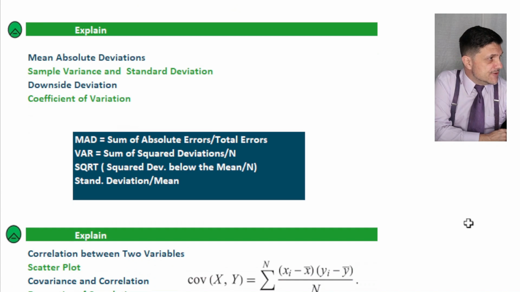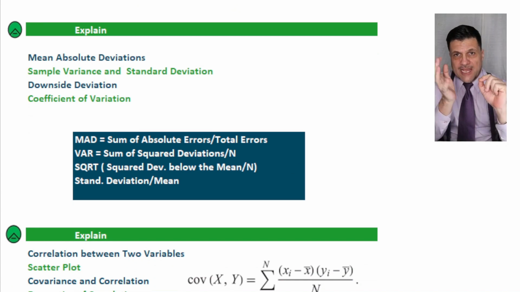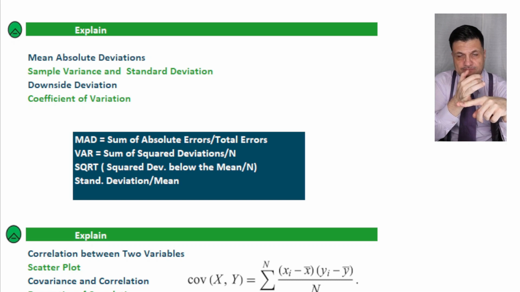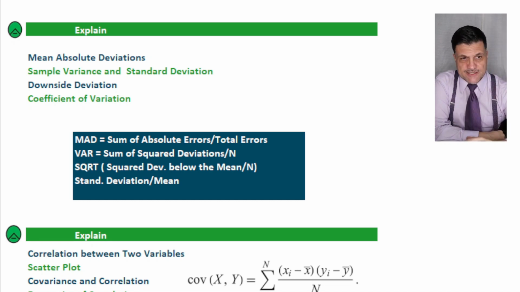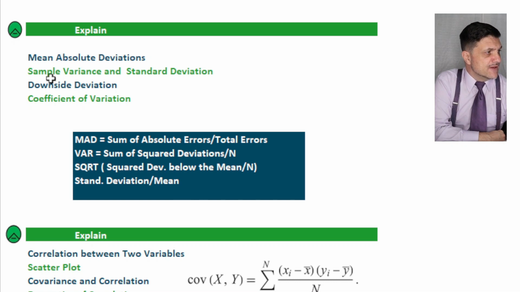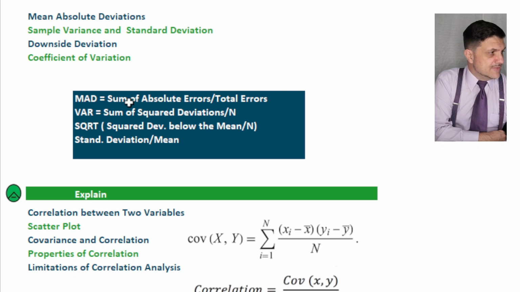All right, let's continue. Let's recap very quickly. We did measures of location, measures of central tendency. Now we're going to see measures of dispersion, which are the MAD (mean absolute deviation), the variance, standard deviation, downside deviation, and the coefficient of variation. Make sure that all of this makes sense to you. What is MAD? It is the sum of the absolute errors, so all the deviations from the mean, removing the negative sign if there are any, added and divided by the total number of errors, and you have the mean absolute deviation.